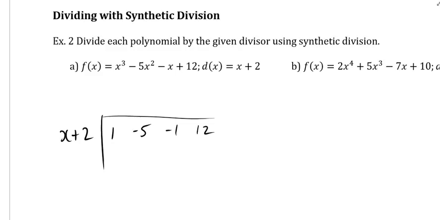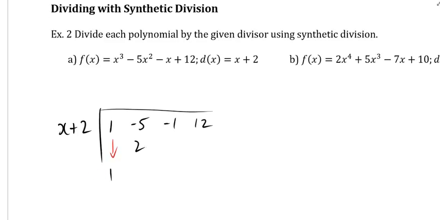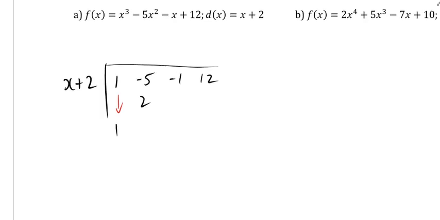So step one is bring that first thing down. I'm going to change my color for that, but bring this first thing down and turn it into a 1. Then you take 2 times 1 and you put it there. So 2 times 1 is 2. And then you subtract. Negative 5 minus 2 is negative 7.